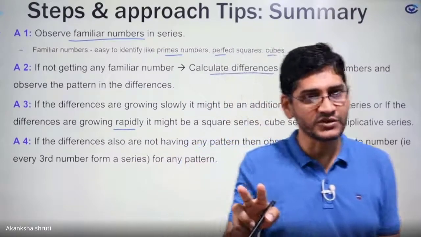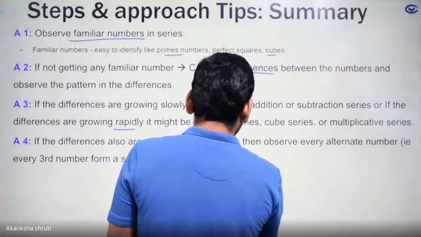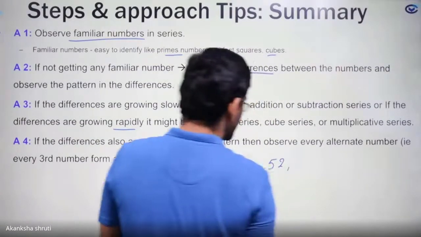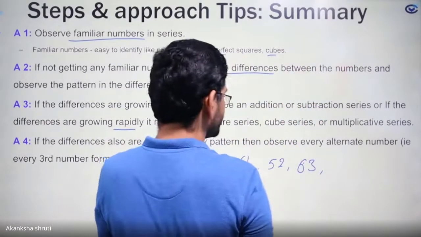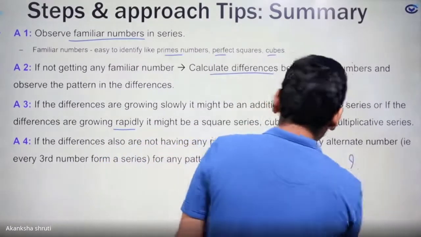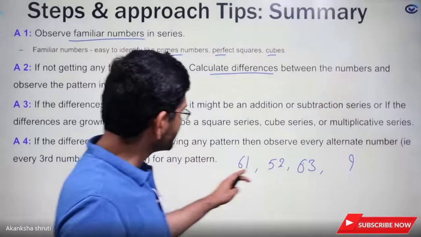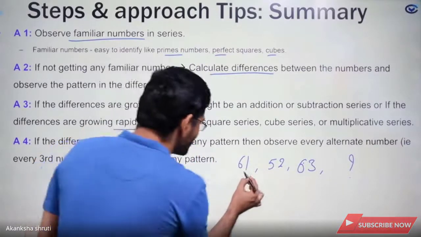That is also possible. See, let us consider this: 61, 52, 63. What will be the next term? I have just given 3 terms. Students, it appears that increasing, decreasing, everything has failed. But you just reverse it.